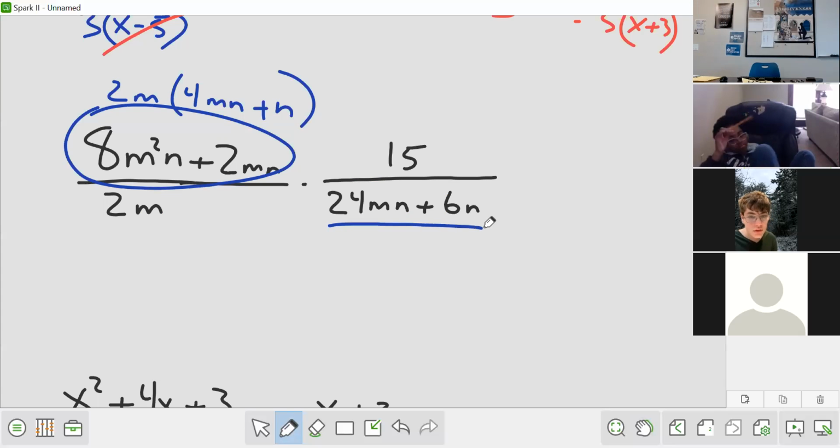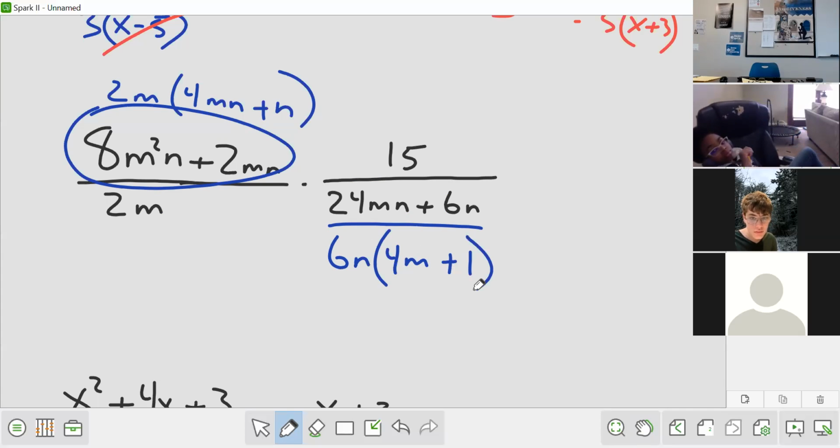And I can factor this as well. I can factor a 3 out of it, I can factor a 6m. Now I'm going to get a 4m plus 1. All right.